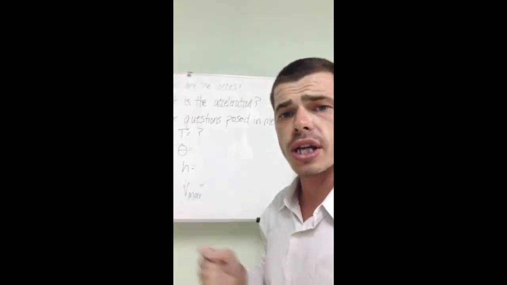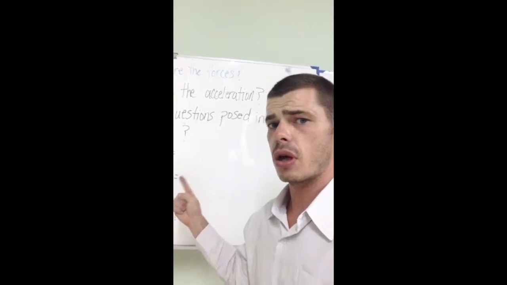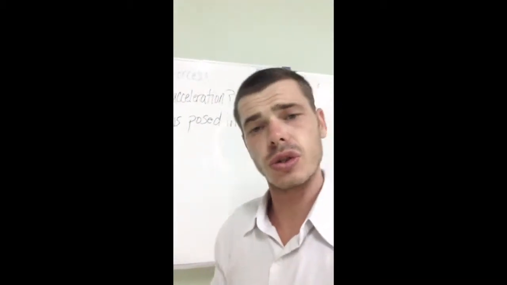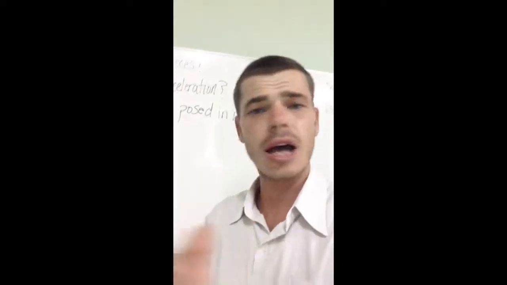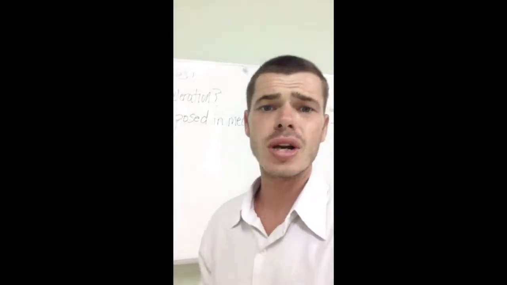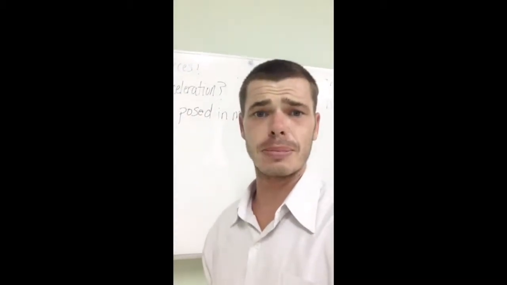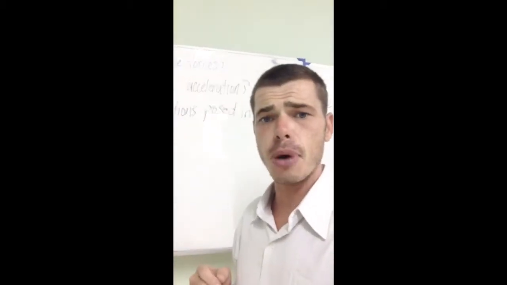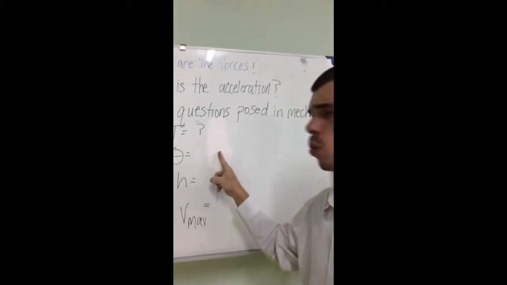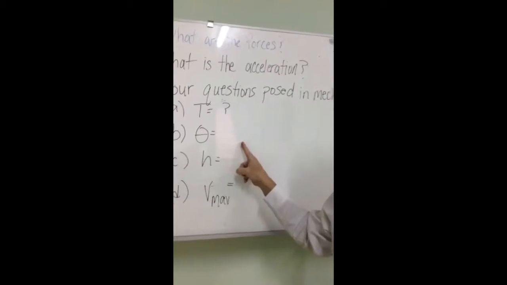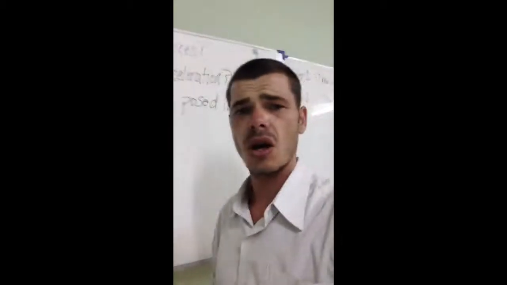There are 4 key questions posed. 4 solutions to derive. Each solution will be different. Do not, I repeat, do not memorize your equations. Each one has to be derived separately. For example, the question can be posed in the form of, what is the tension? What is the angle? What is the height? Or, what is the maximum velocity?